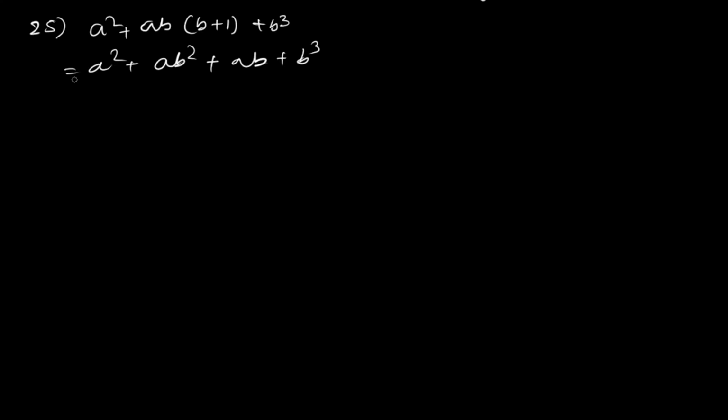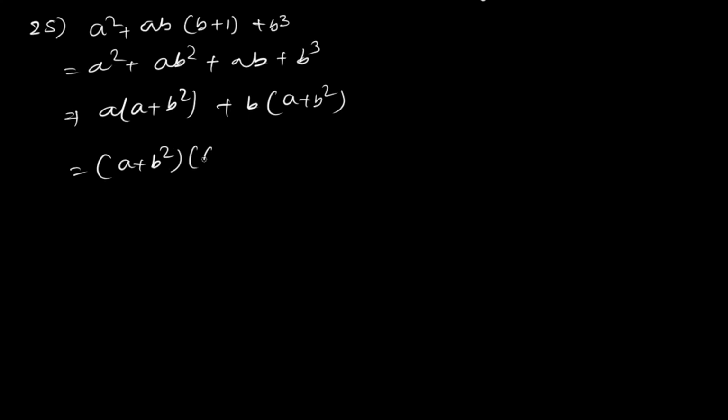From here if I take a common, I will be left with a plus b square, and from here if I take b common, I will be left with a plus b square. So it's possible. I'm taking a common, a plus b square, plus b common, a plus b square. So the answer will be a plus b square times a plus b.